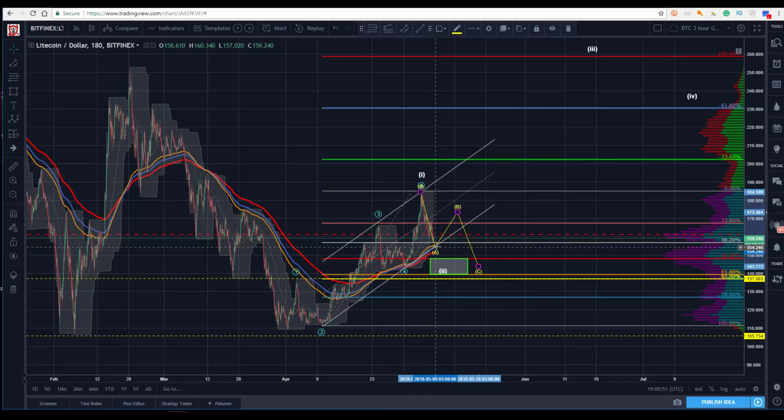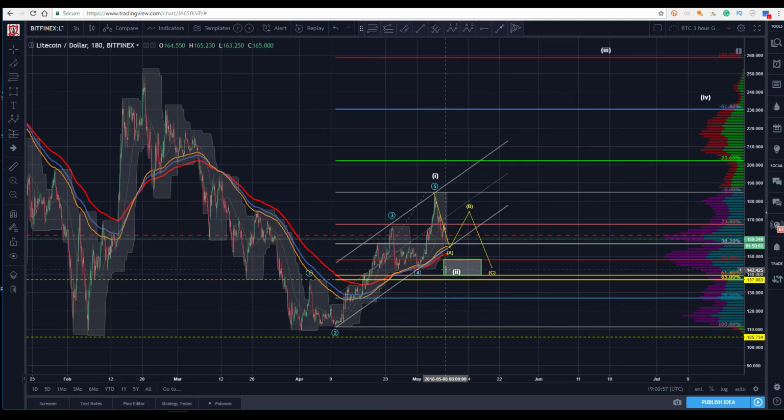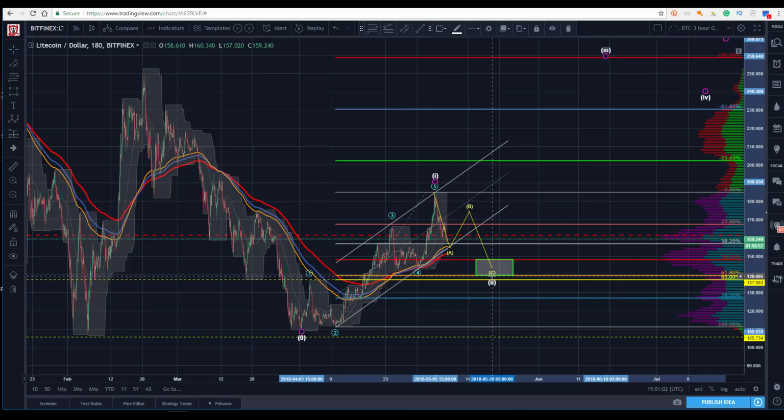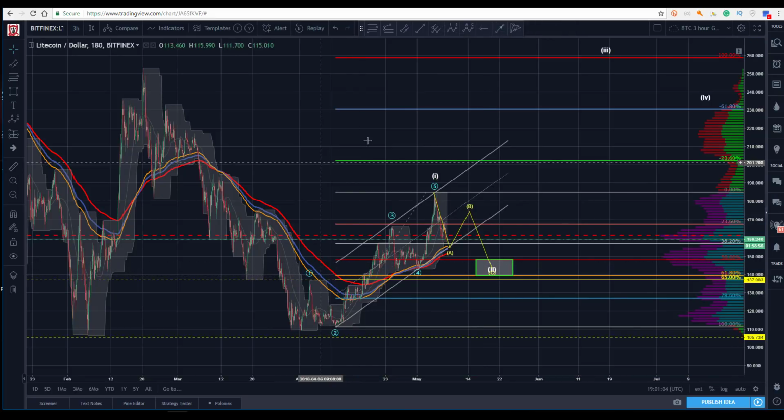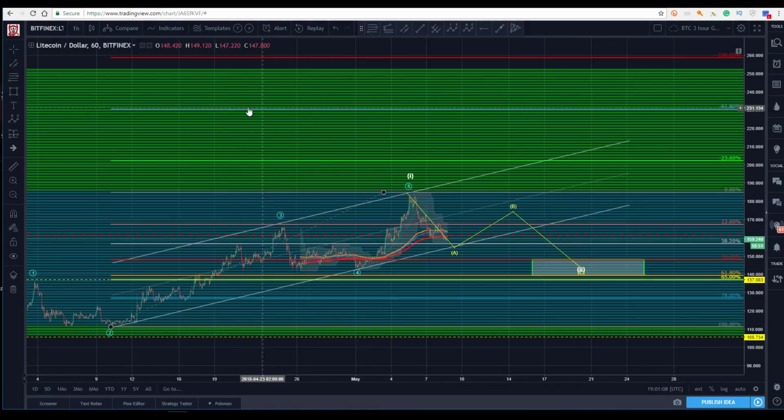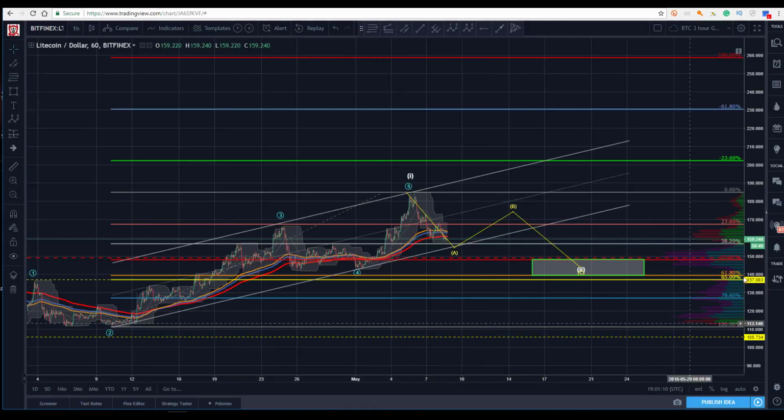So it wouldn't be surprising to get the A wave going in here. Again, it's very much like Bitcoin. B, can we get the C? Can we get the C to come in here right where we want to see it, between that 50 and the 618? So let's go down, take it down to the hourly, see what that A wave looks like.